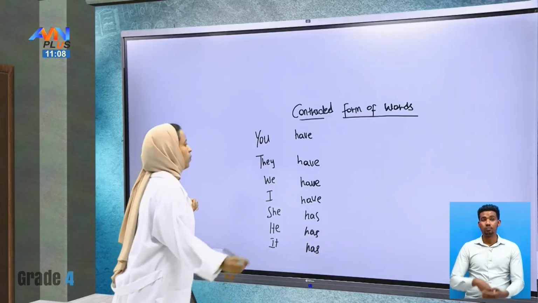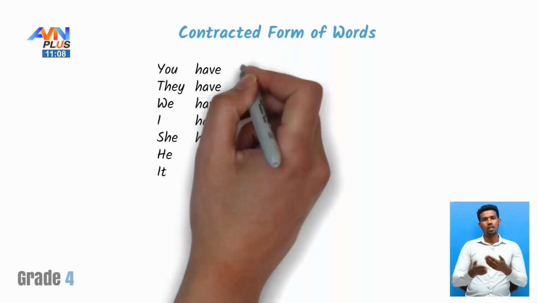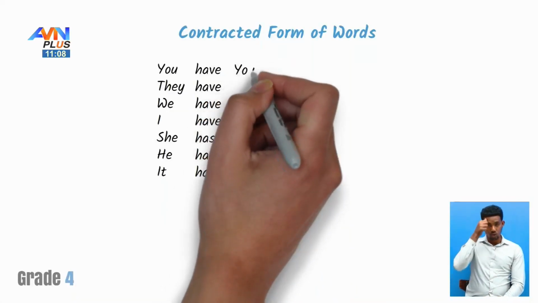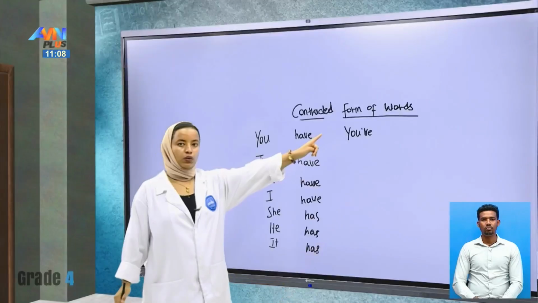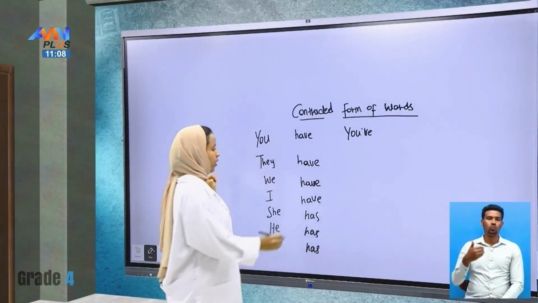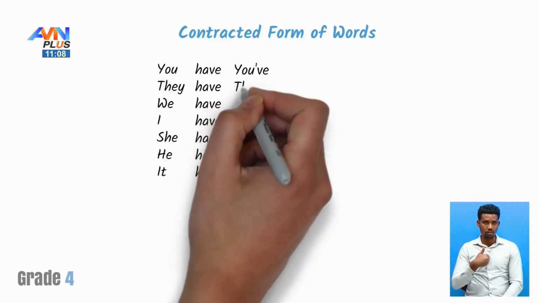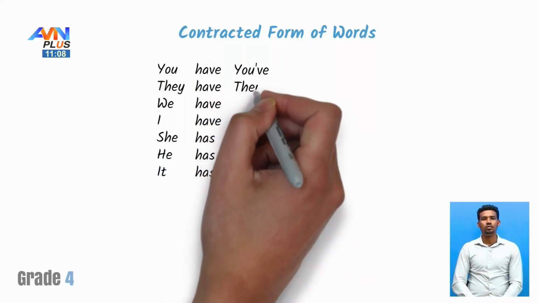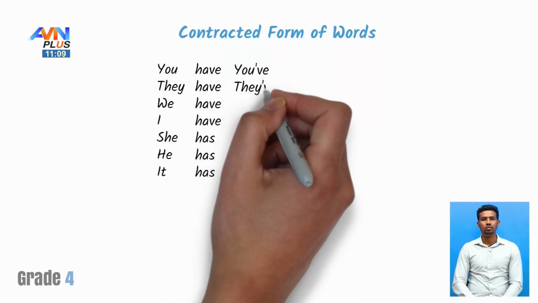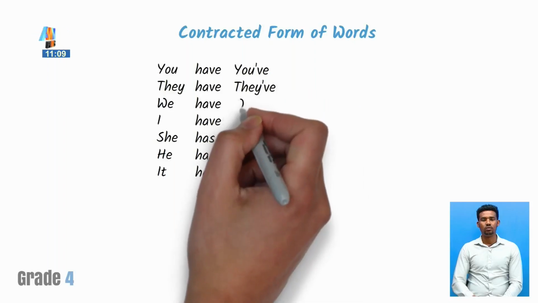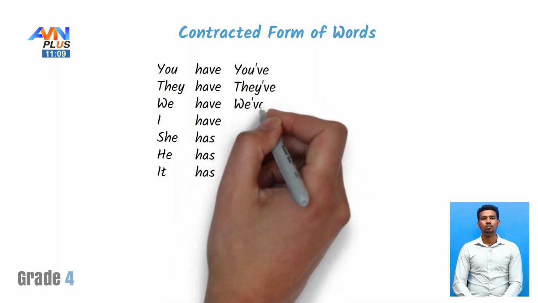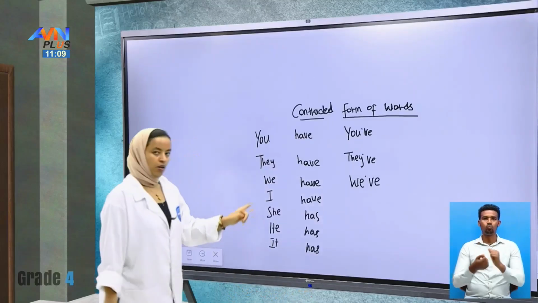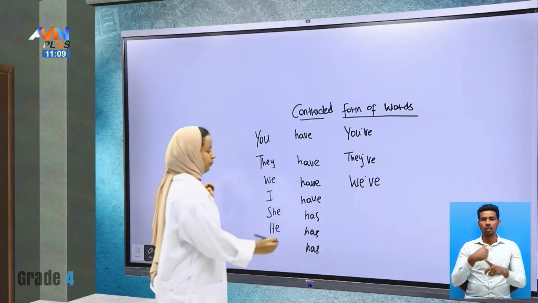So, when we come to here, easily, you, here is, you have. They have. Like this. We have. We are making contracted form like this. And I have.